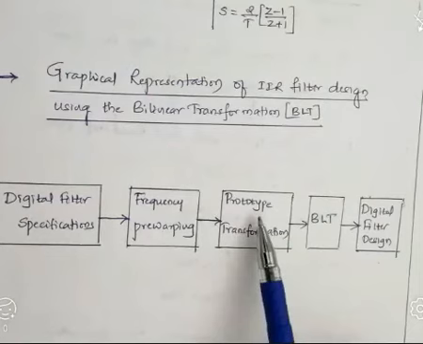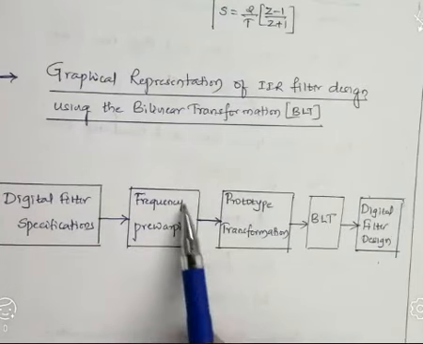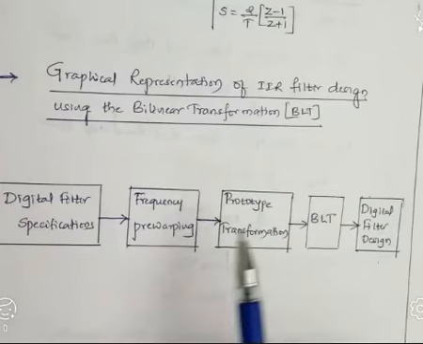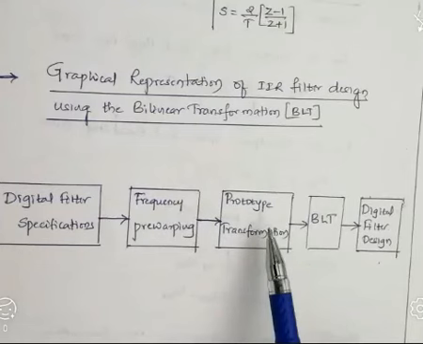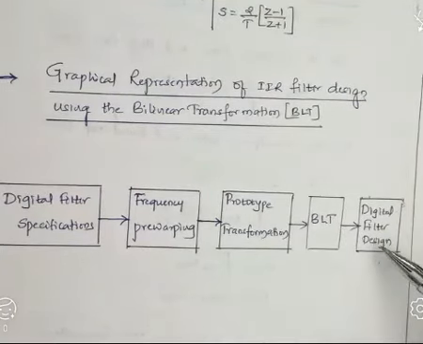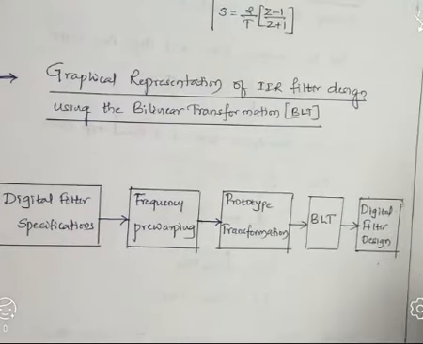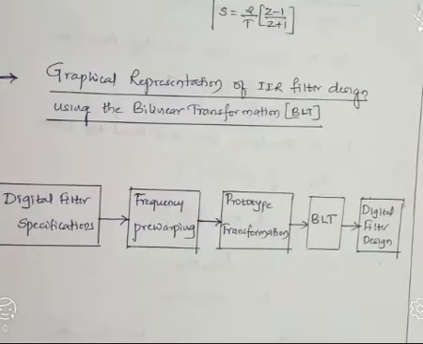Prototype transformation means, if the given filter is low pass, and we have already converted to analog frequency, then for the analog low pass filter we perform prototype low pass filter to low pass filter. If it is high pass, prototype low pass filter to high pass. After that, make use of BLT. In the BLT technique, wherever S is there, it is replaced by this value. Then we get the specifications as per the requirement of the digital filter. This is the overview of designing a Butterworth filter or IIR filter using bilinear transformation. Yes, thank you.